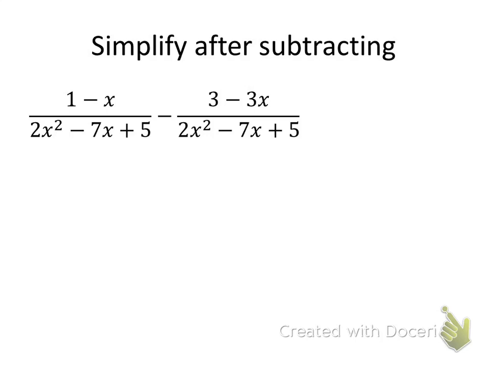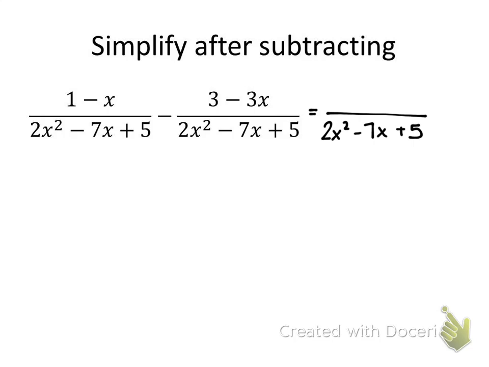All right, example 2. Now, look at our denominators. Is it a common denominator? 2x squared, 2x squared, negative 7x, negative 7x, positive 5, positive 5. So is it a common denominator? Sure is. So all I want to do now is keep my common denominator. So, all right, 2x squared minus 7x plus 5. And I just want to add my numerators.